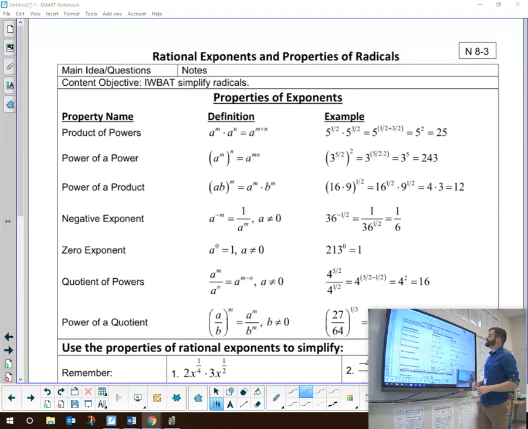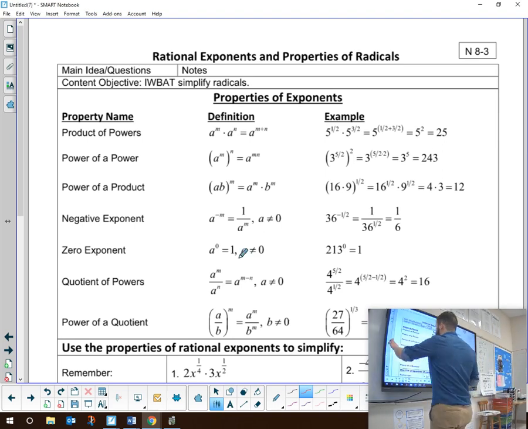Hey guys, today we're talking about rational exponents and properties of radicals. Furthermore, we're just talking about things that you've seen before, which is a little bit extra added on. Okay, so we're going to try to go through this as quickly as possible. It's kind of a longer lesson, and it seems tough at first, but you can get it.